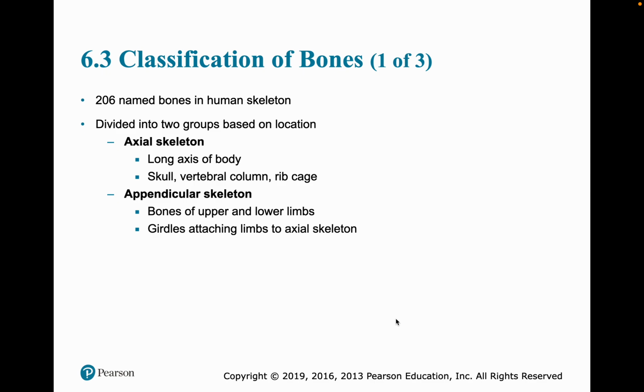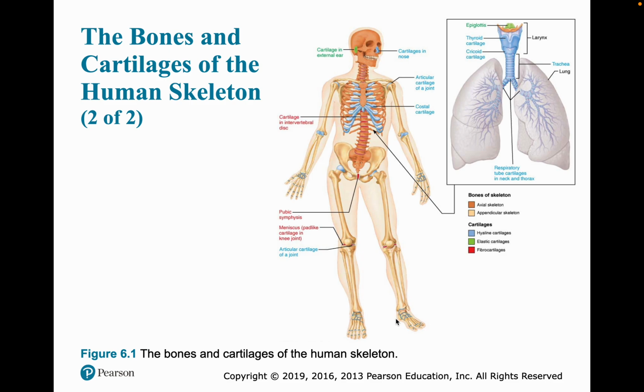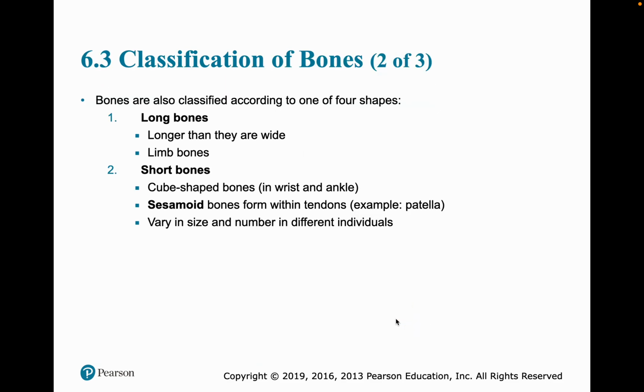Coming off of that would be the appendicular skeleton. That would be the bones of the upper and lower limbs, arms and legs, and the girdles that hold those bones in position to the axial skeleton. Here they are shown again. We can also classify bones based on their shapes, and there are four basic shapes of bones. There are long bones, which are longer than they are wide.